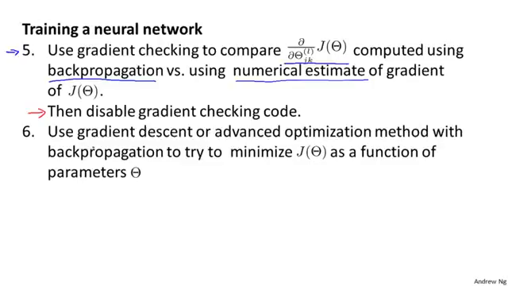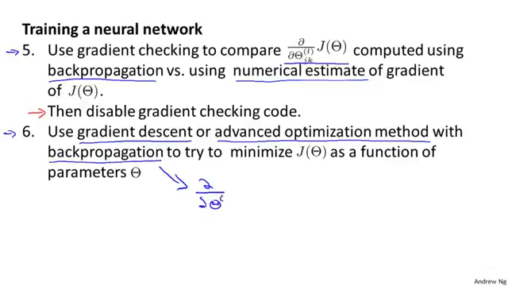And finally, we then use an optimization algorithm such as gradient descent, or one of the advanced optimization methods such as LBFGS, conjugate gradient, as embodied in fminunc or other optimization methods. We use these together with backpropagation. Backpropagation is the thing that computes these partial derivatives for us. So we know how to compute the cost function, and we know how to compute the partial derivatives using backpropagation. So we can use one of these optimization methods to try to minimize J of theta as a function of the parameters theta.